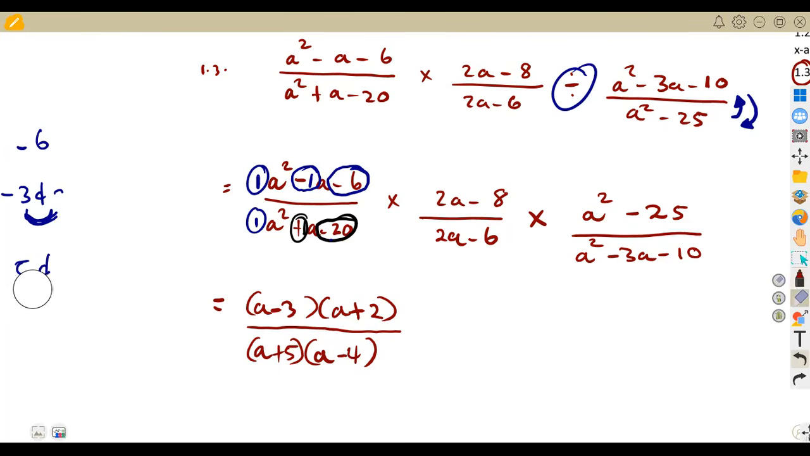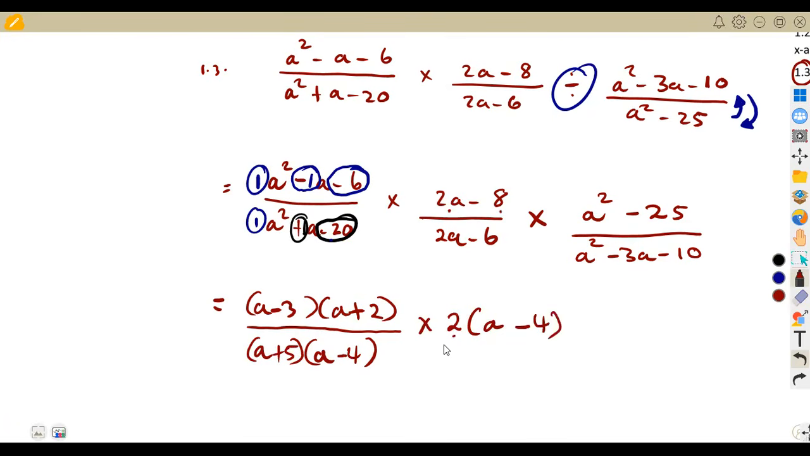All right, on 2a minus 8, 2 is common there, so you can just factor out our highest common factor. 2a divided by 2 is a, minus 8 divided by 2 is minus 4, all right? So this whole part is over. The same thing on 2a minus 6: 2 is common, we factor out 2. 2a divided by 2 is a, minus 6 divided by 2 is minus 3.